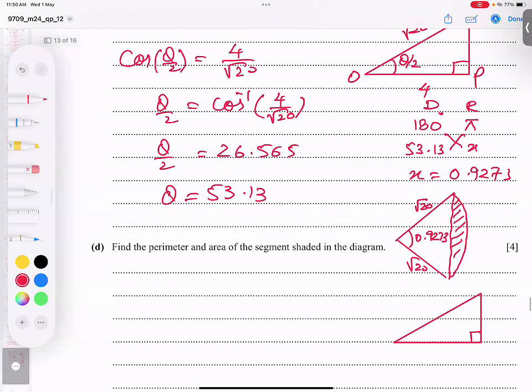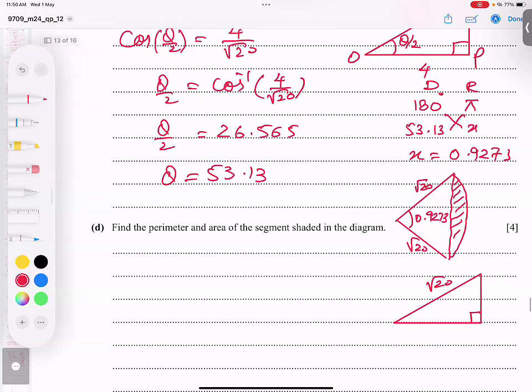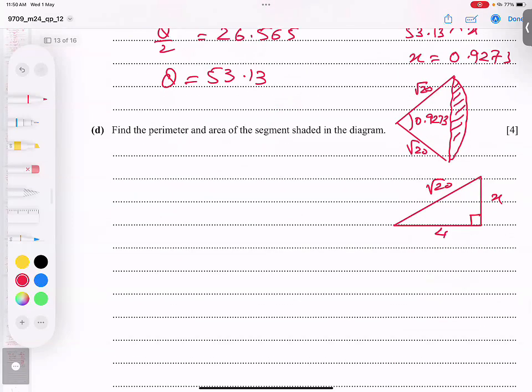And that is root 20. Here is 4. How to get this one? This is X, okay. What is the rule? Hypotenuse squared equals opposite squared plus adjacent squared. The side in front of the 90 degree angle is always the hypotenuse.